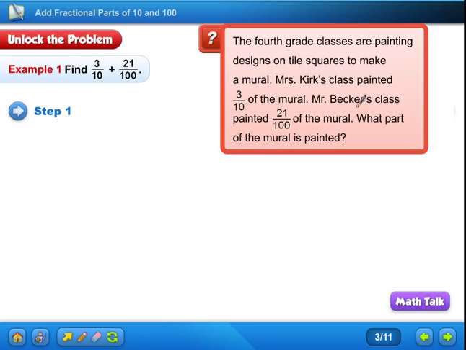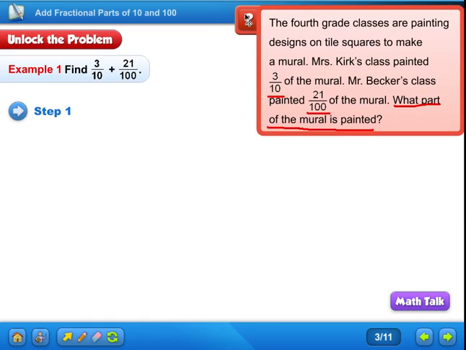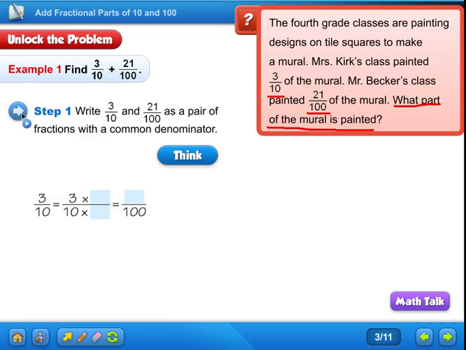So we want to know what part of the mural is painted, like the whole thing. But the information that we know is that 3/10 of the mural is painted and 21/100 of the mural is painted. So our bottoms are not the same. If your bottoms are the same, add your tops, but your bottoms are not the same. So we need to do some stuff before we can add our tops.